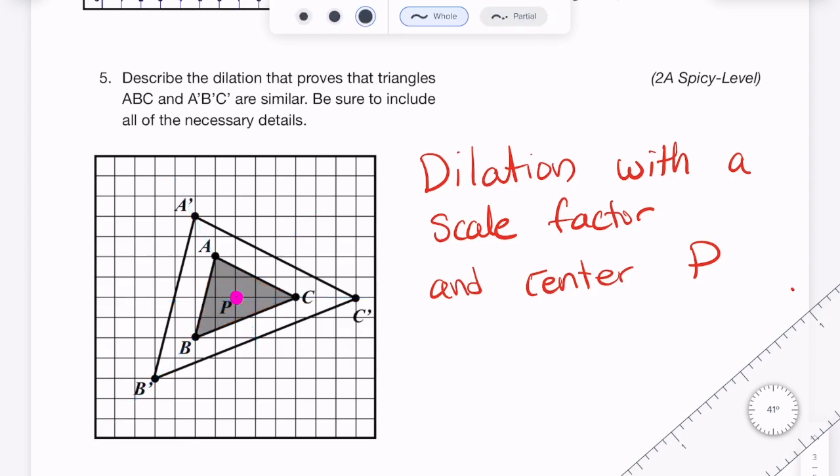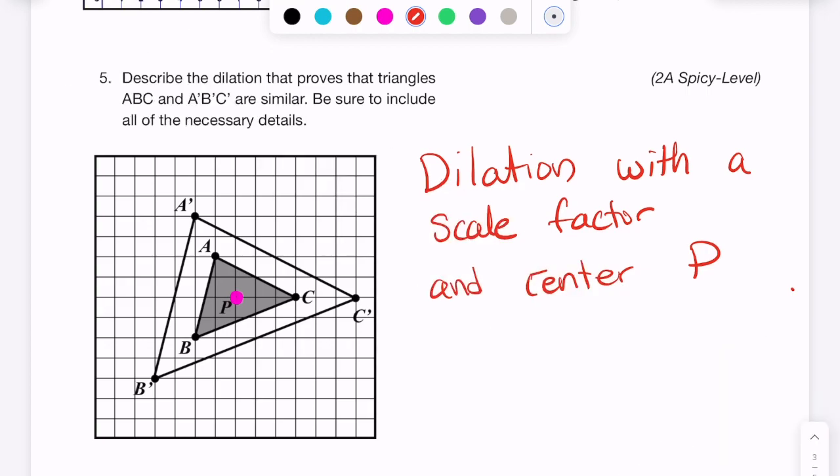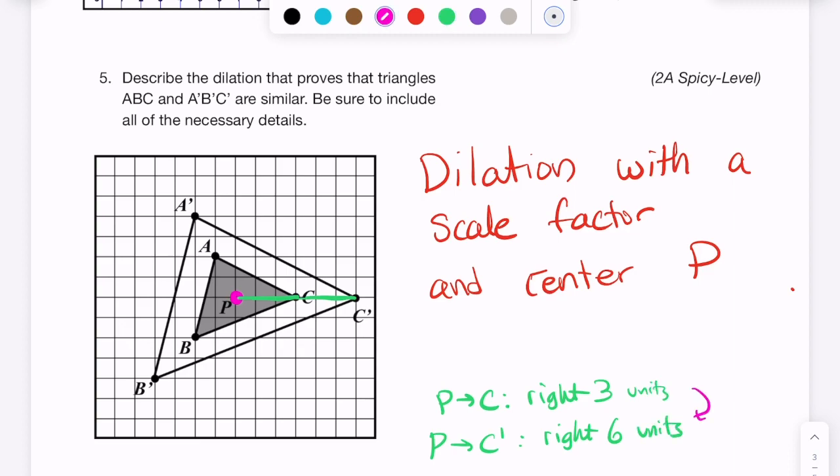And then once we know that, to get the scale factor, we want to just look at these original distances. So like from P to C, I'm going right 3. And then from P to C prime, I'm going right 6 units. Okay, so if we're going from right 3 units to right 6 units, the scale factor is 2, getting twice as long, just doubling the original distance. So my scale factor is 2, and my center is point P.